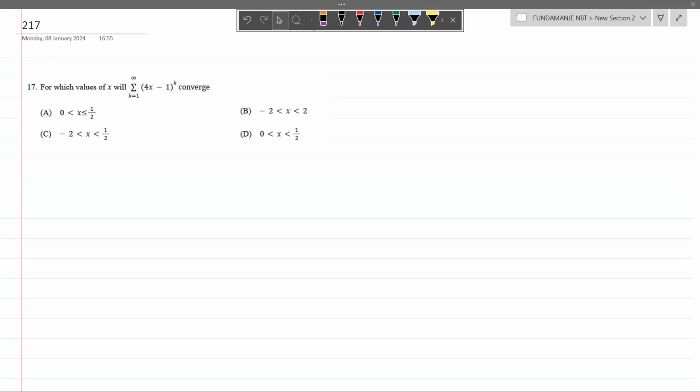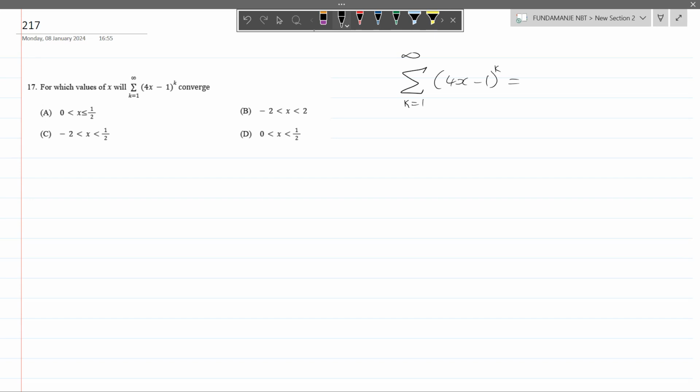Question 217 says, for which values of x will the following sigma notation converge? So we have the sum from k equals 1 to infinity, with the rule (4x minus 1) to the power of k. So for which values of x will this converge?